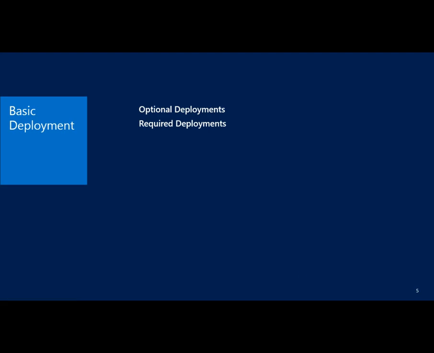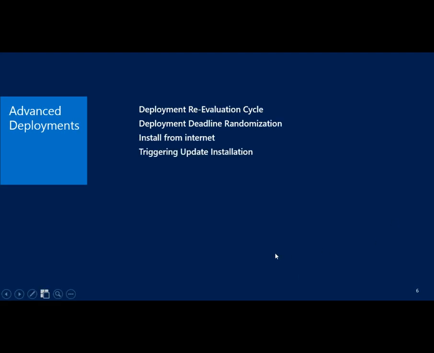Okay, so back from reboot, so let's continue on. So in the category of advanced deployments, a couple of things that I want to show here. So the first is the deployment reevaluation cycle. We've talked about that, and I want to do the deadline randomization we've talked about, so there's really nothing to show there. I also want to show install from internet. Those are the two final demos. We'll talk about script to trigger update installation as we close out.